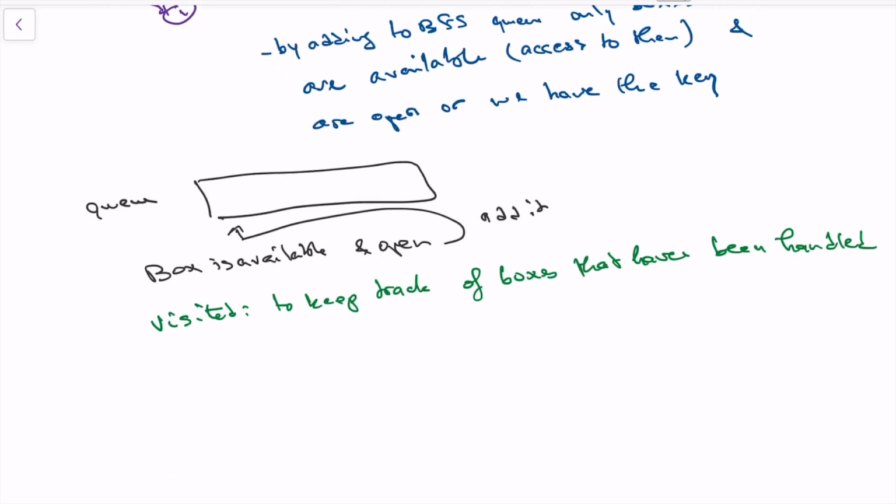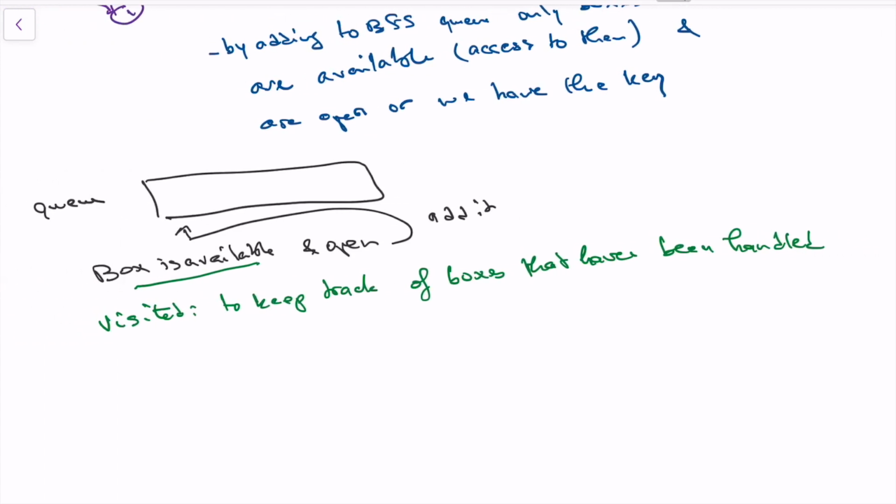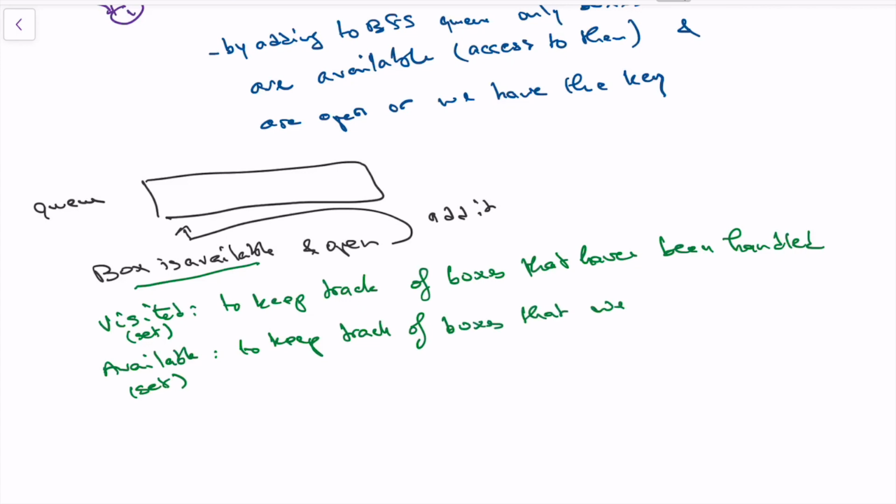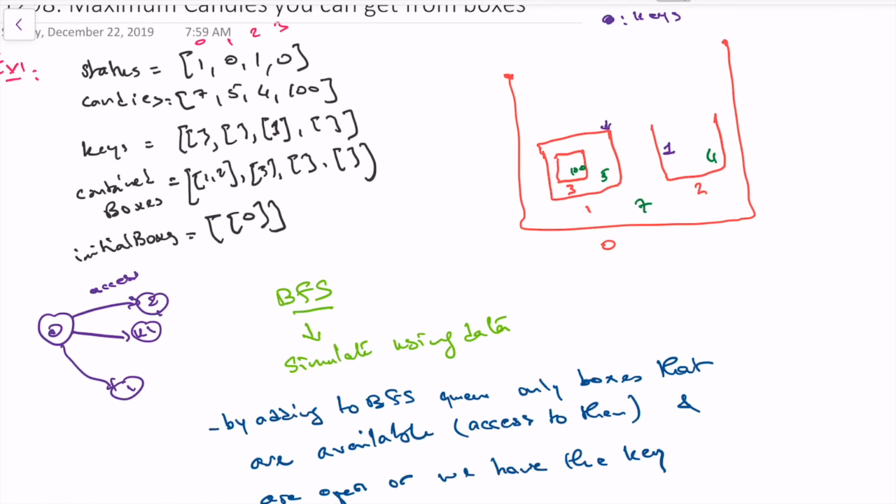We also need to know the available boxes we have so that we can check if a box is available. So for that, we need to have available, which can be just a set. Same thing for visited, or it can be an array to keep track of boxes that we have. Why do we do that? Because sometimes we might have the box, but it's closed, right? And we might obtain the key afterwards, right? And so we need to keep track of the available box so that once we obtain the key, we can directly open it and use the candies in it, right?